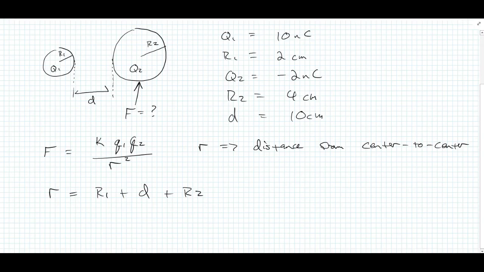The hard part, or the not as easy part, is calculating how much charge is on each sphere. The way that we do that is we think about the properties of conductors, and we use what we know about conductors and charge to figure out how much of this charge is going to be on sphere 1 and how much is going to be on sphere 2.